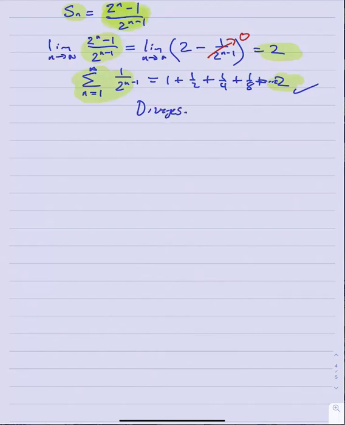So just to make that explicit, we're saying if the limit as n goes to infinity of that sequence of partial sums does not exist, then we say the infinite series diverges.